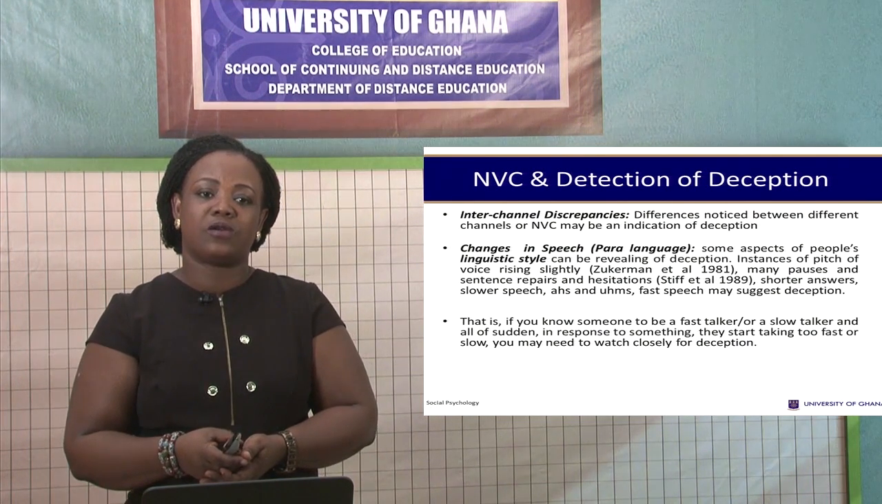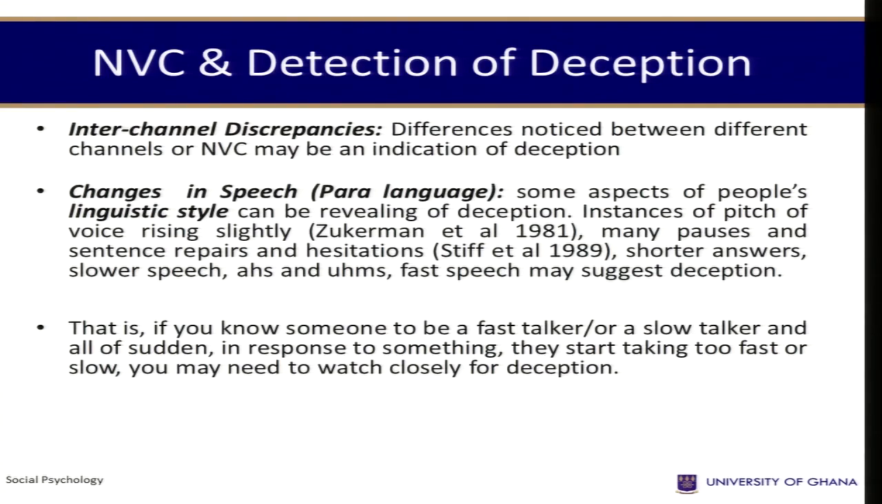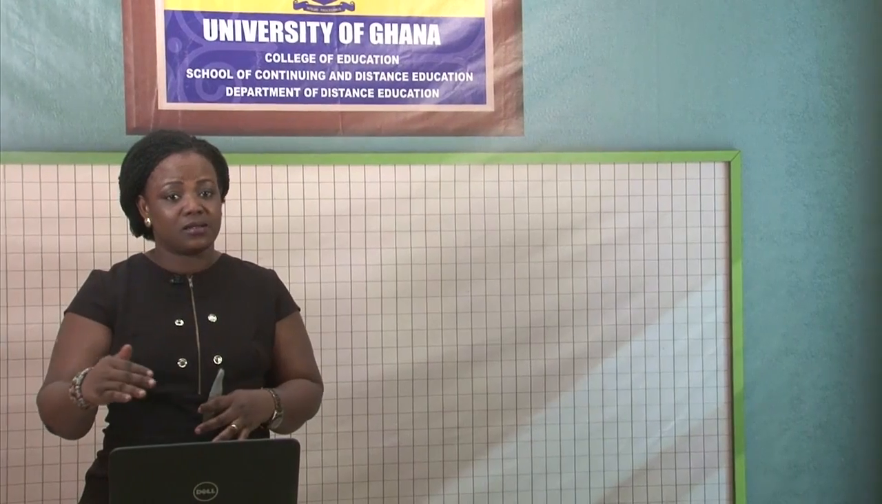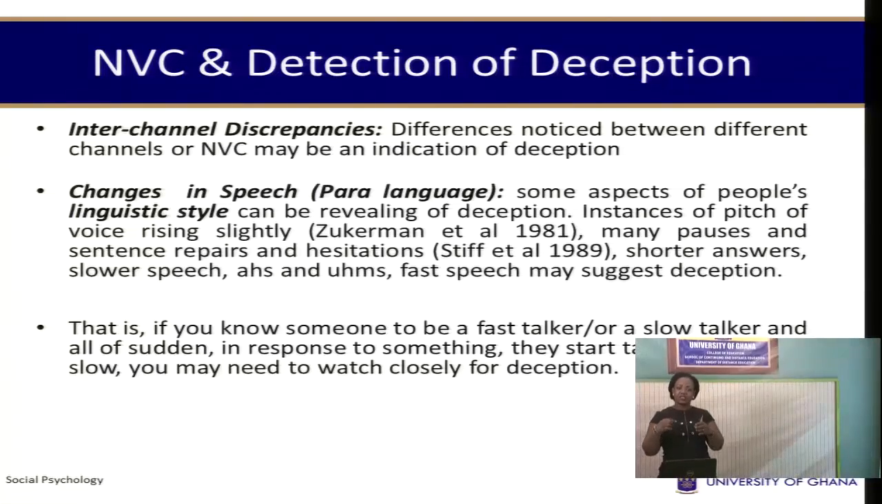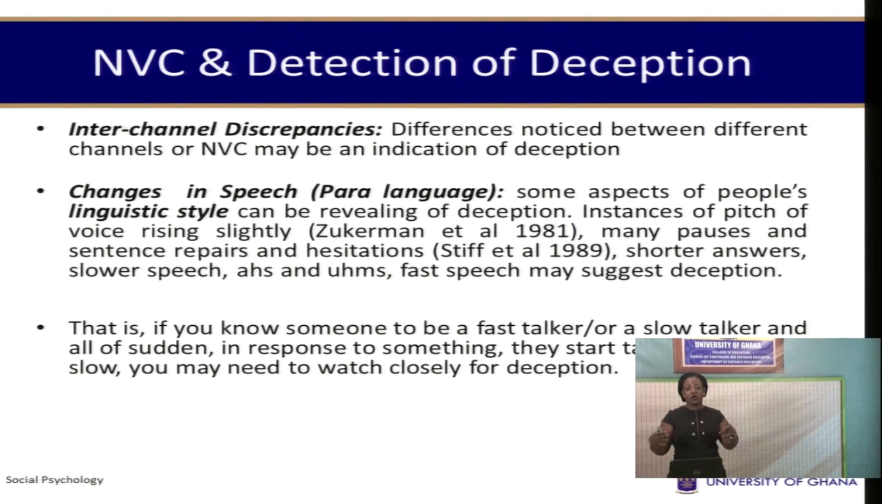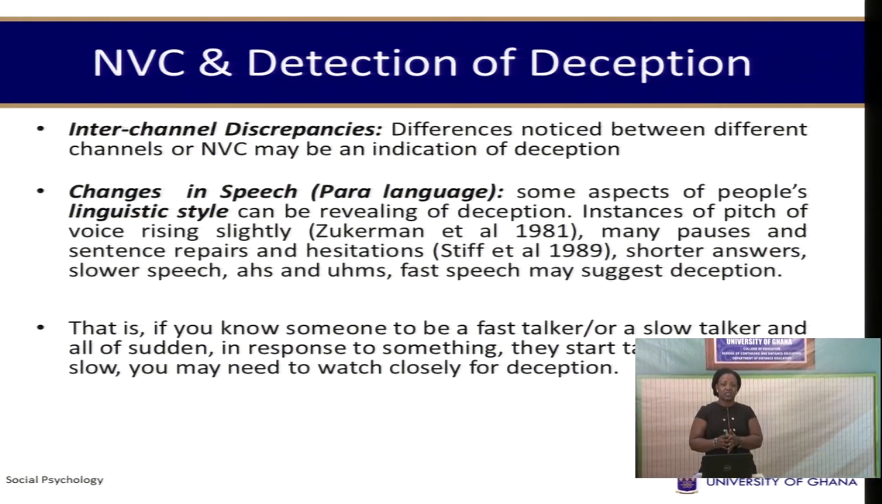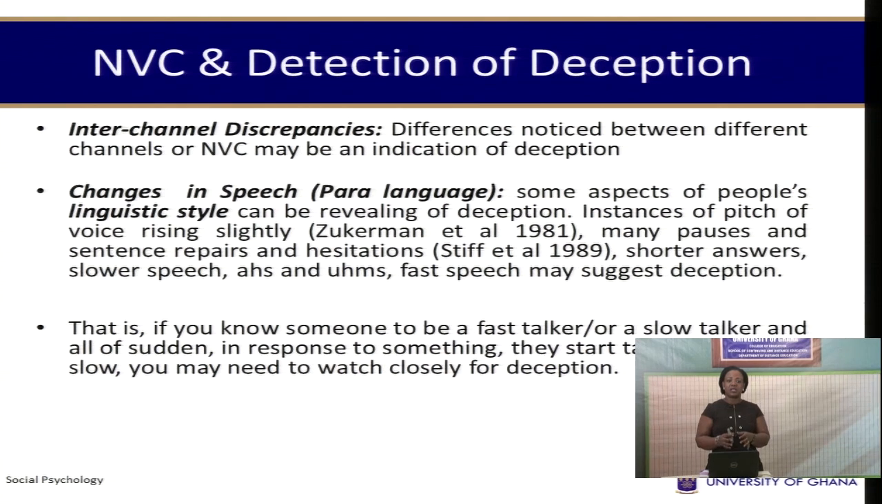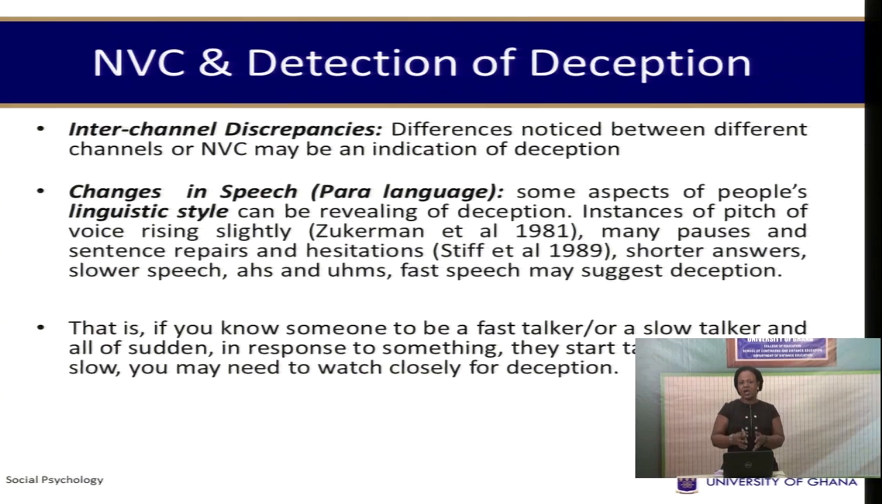Then it's also important to look at inter-channel discrepancies. Note we have said within nonverbal communication that there are various channels. So see if these messages that are being sent through all the channels converge, or are there any discrepancies between the channels. If you notice any differences between the channels of nonverbal communication, then it may be an indication of deception. What do I mean here?